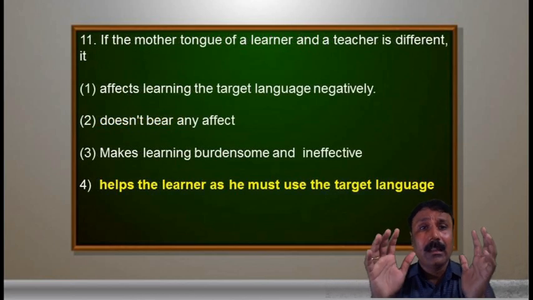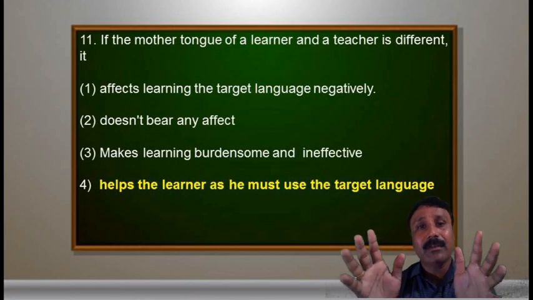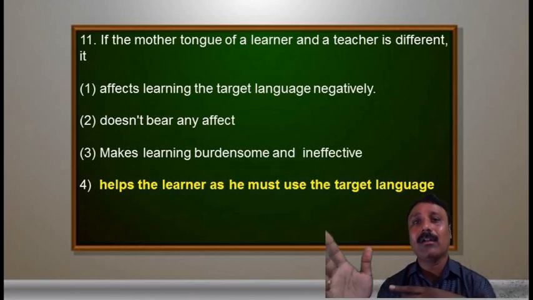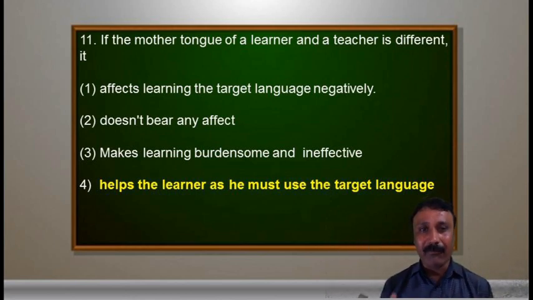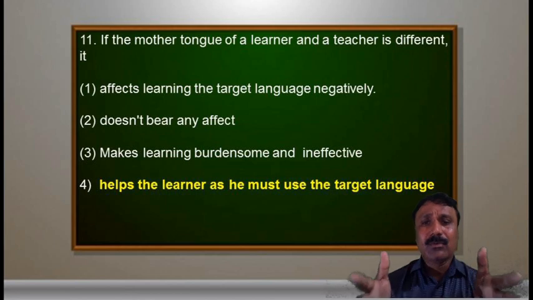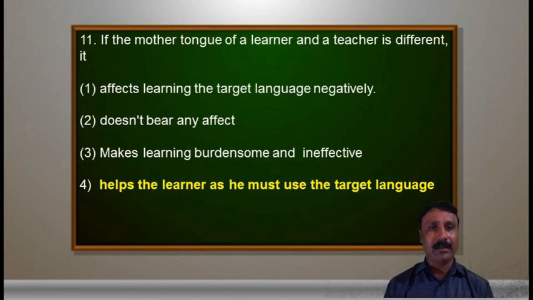And the 11th one: if the mother tongue of a learner and a teacher is different, it affects learning the target language negatively, doesn't bear any effect, makes learning burdensome and ineffective, or helps the learner as he must use the target language. Here, if the mother tongue of the learner and the teacher are different, automatically it leads the learner and the teacher to use the target language, so that they can learn it easily. Even the teacher can teach it in the same language, so that the learner will learn it interestingly, and it gives him the need to use that target language. So option 4 is the right answer then.